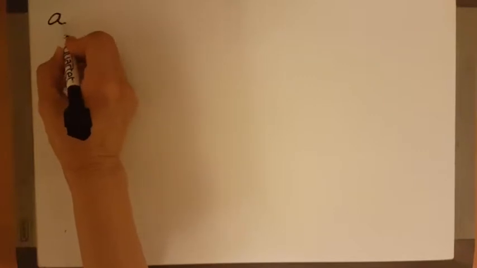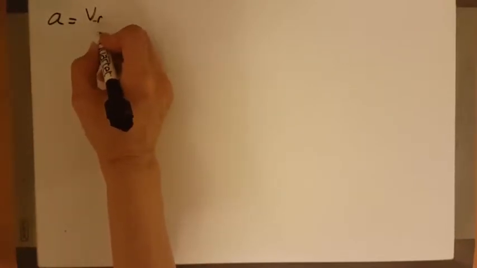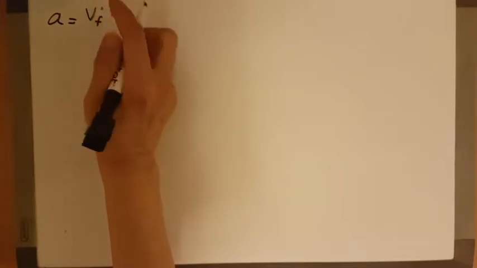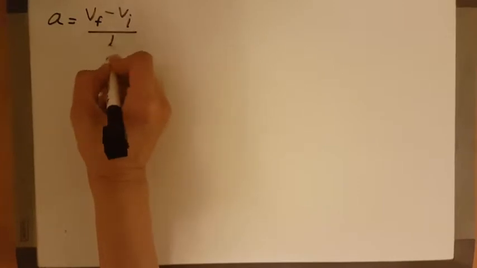Okay, now let's find the time independent formula. And I'll tell you what this formula is. But before that, let's remember these important formulas that we had. The definition of acceleration, v final minus v initial over t.